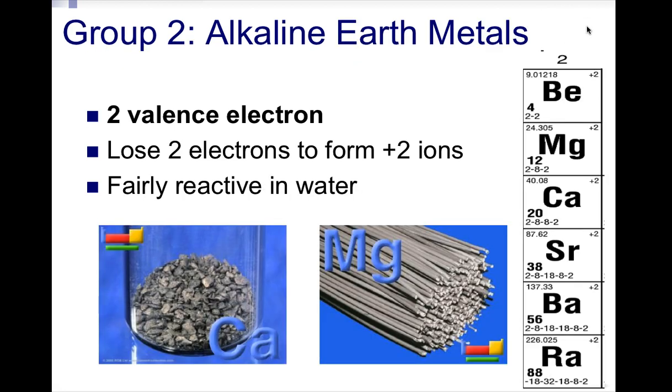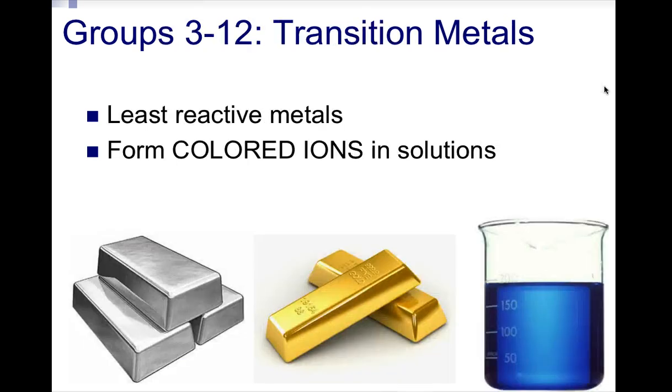Group 2, alkaline earth metals, have two valence electrons. They like to lose 2 electrons to form positive 2 ions, which are indicated here in the top right-hand corner, and they are fairly reactive with water. Groups 3 through 12 are transition metals. These are the least reactive metals, and they tend to form colored ions in solutions.